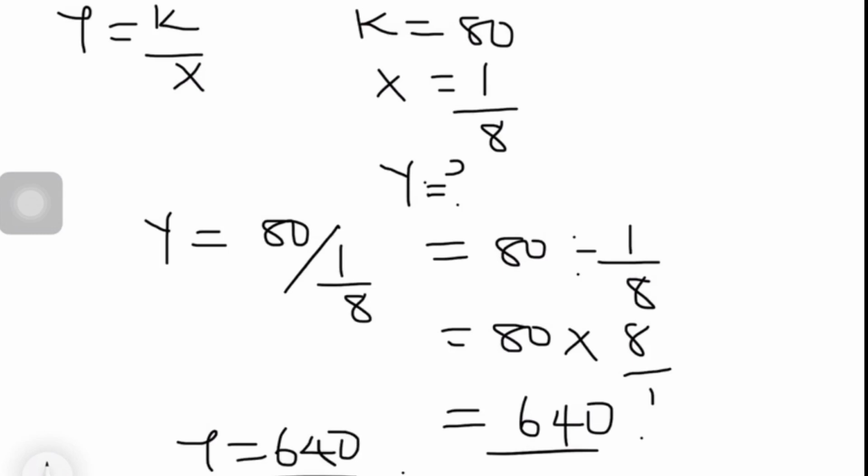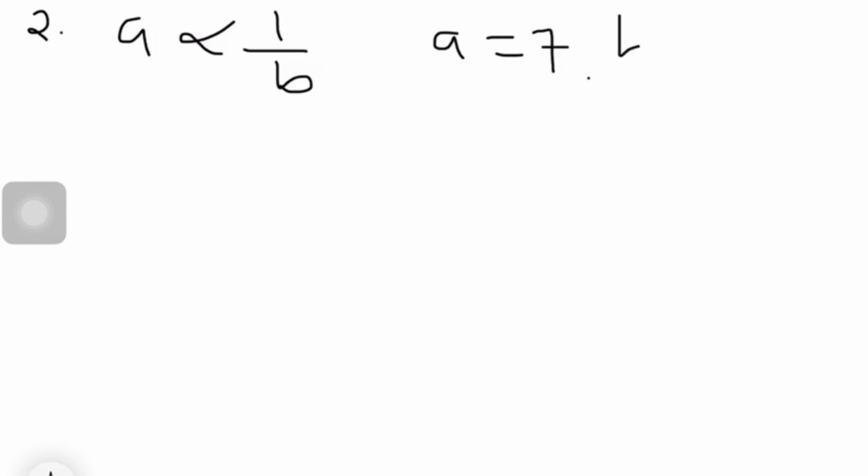Example number 2. We are told A varies inversely as B. Now if A is equal to 7 when B is equal to 11, the first part of the question is asking you to find the equation that is connecting A and B. You will get that equation after you find the value of K. That's when you know how the equation that connects A and B looks.